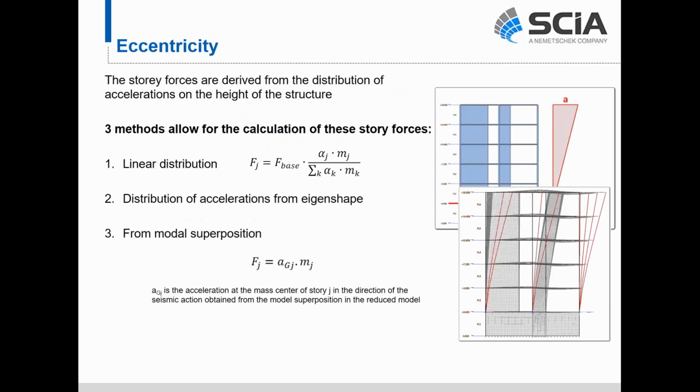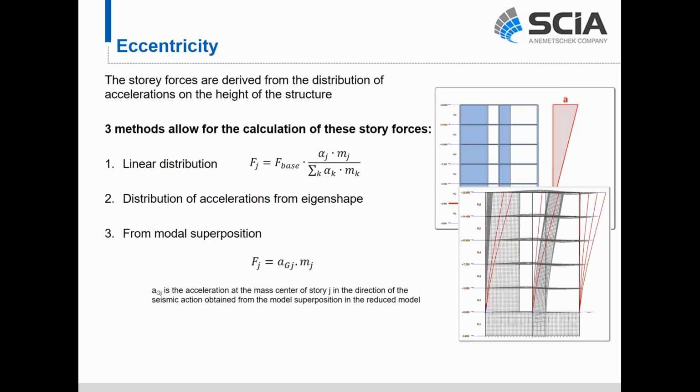And so the story forces then obviously are derived from the distribution of accelerations on the height of the structure, right? So we can have a very simple linear distribution on the structure. This is very similar to what we have in the equivalent lateral force procedure, right? We've got a linear or even a polynomial distribution. We can also get a calculation of these based on a distribution of accelerations from a specific eigen shape, or strictly from modal superposition. Those are all options when doing a modal analysis, or like we saw earlier, when doing an equivalent lateral force procedure analysis, we can select our method for calculating these story forces in the given model.